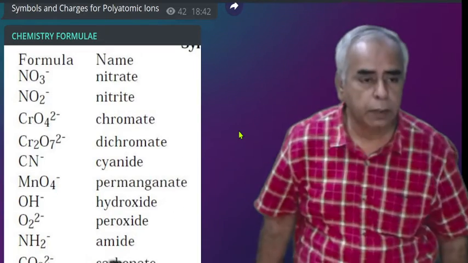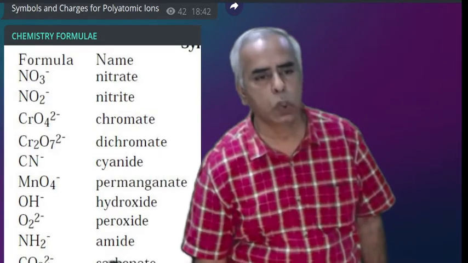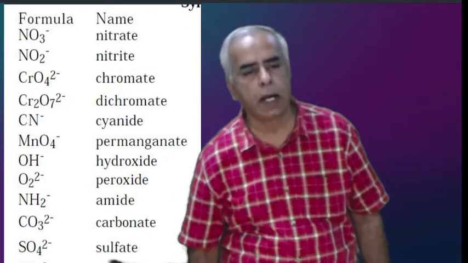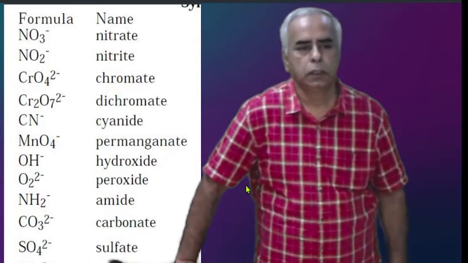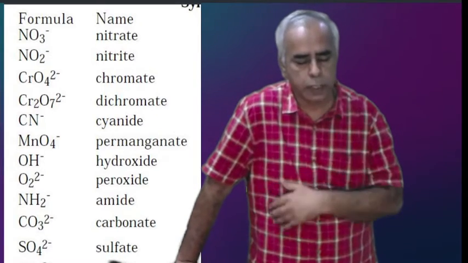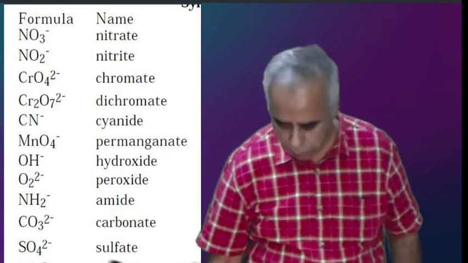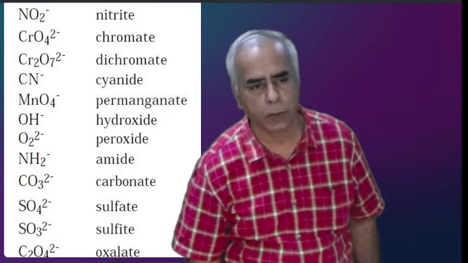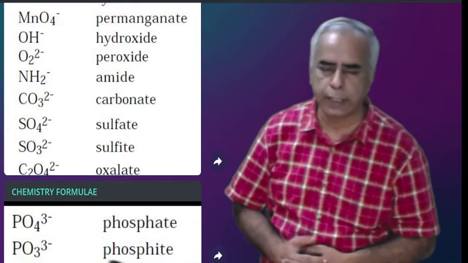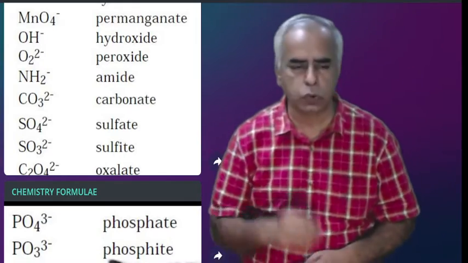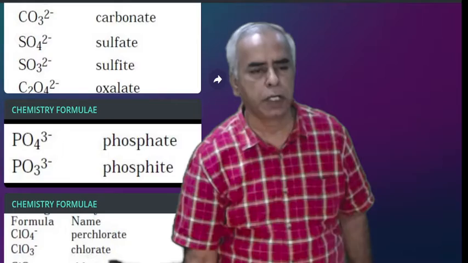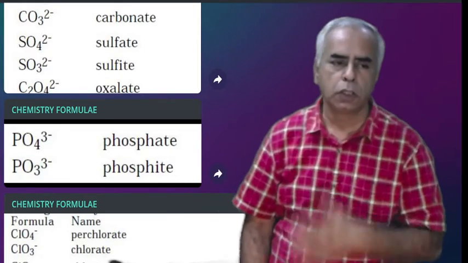Then we have OH minus, hydroxide anion, and O2 2 minus, peroxide anion. Similarly, amide NH2 minus. Then carbonate CO3 2 minus, and SO4 2 minus, that is sulfate anion. Then we have oxalate, the anion of oxalic acid, C2O4 2 minus. And we have phosphate PO4 3 minus, phosphite PO3 3 minus.